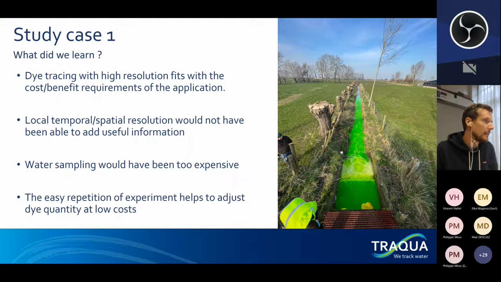And this is also an asset, I think, of such an installation, because we were able to repeat the operation very easily at a very low cost, since the monitoring was in place. So we are able to start with a very low quantity of dye, first quickly check if it is enough to have the final data and information, and then adjust in consequence to lower the impact we have on the media.